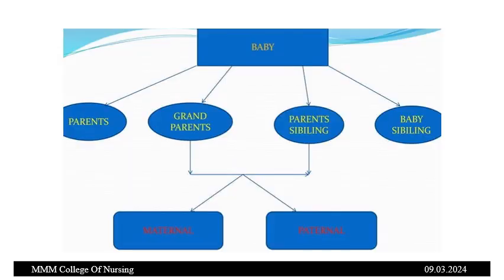So this cord blood from a baby can be used for the baby's parents, baby's grandparents, parents' siblings, and baby's sibling. And the baby's grandparents and parents' siblings can be of maternal or paternal origin. So all of them can use this baby's cord blood.